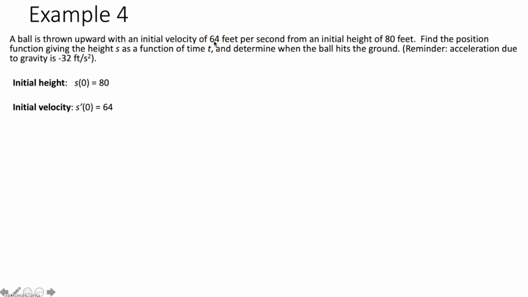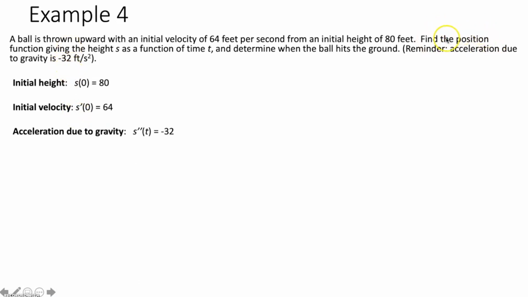Now, what is our second derivative equation? Well, it tells us that acceleration due to gravity is negative 32 feet per second squared. And since we're just throwing this ball upward with an initial velocity of 64 feet per second, the acceleration due to gravity is going to be the same the entire time. So we can say that our acceleration function, the derivative of our velocity function, or s double prime of t, is going to equal negative 32.